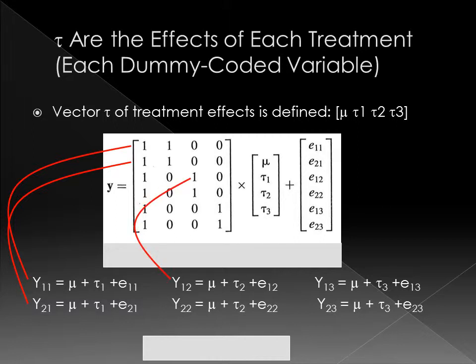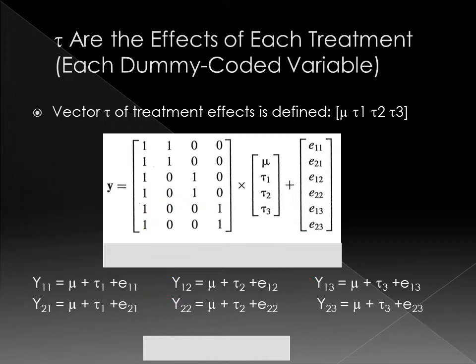Then Y12 is the first person in the second group, equals mu plus tau 2 plus error of this first person in the second group. Y22 is the second person in the second group. Y13 is the first person in the third group. And Y23 is the second person in the third group. Therefore, each individual score could be expressed by such a formula.